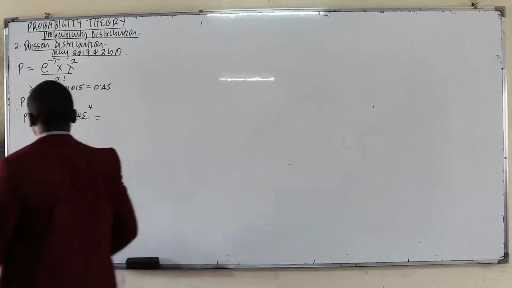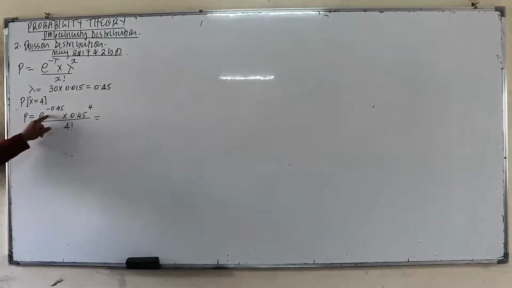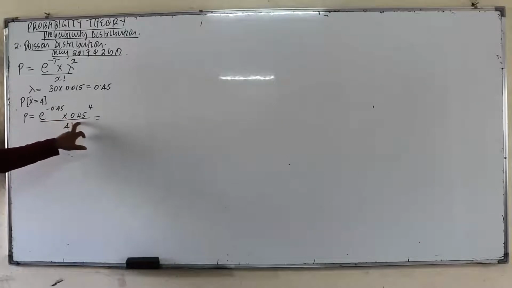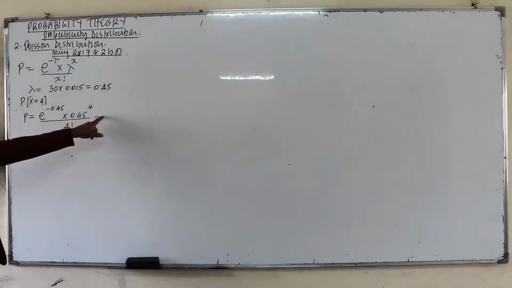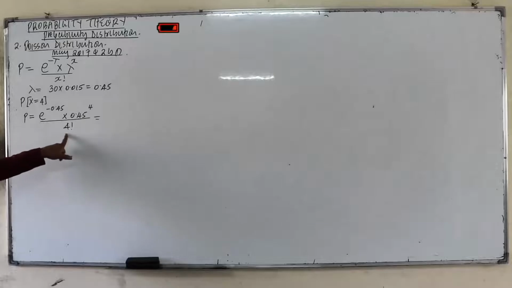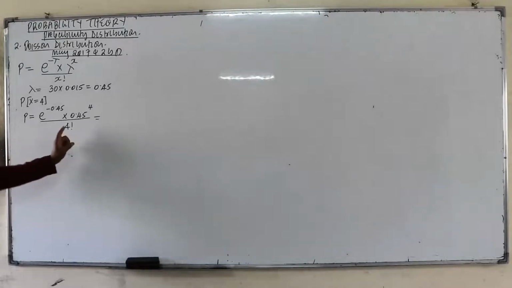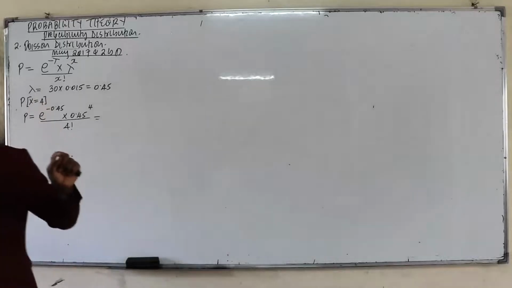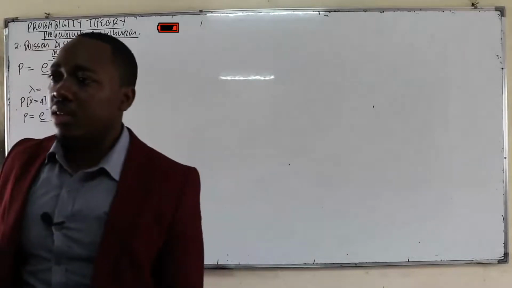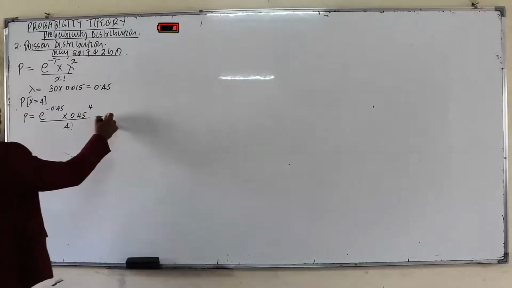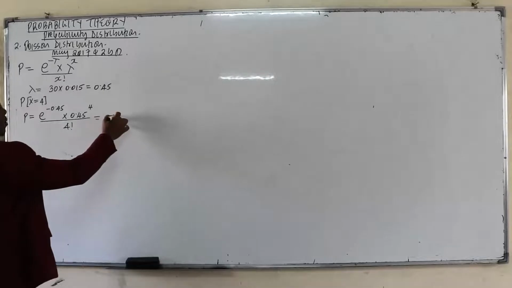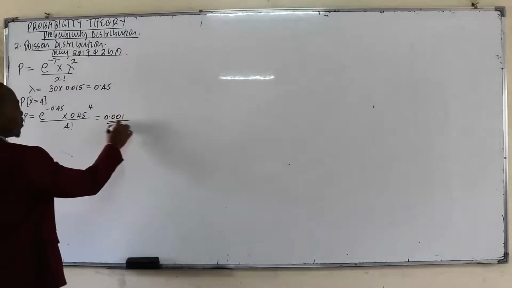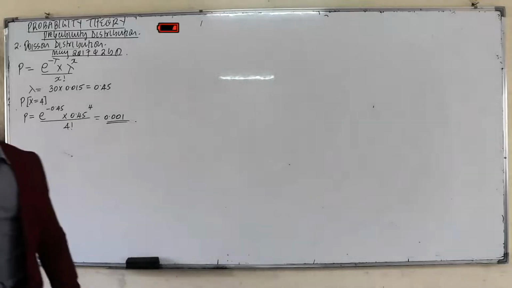In this case, take e, shift natural log, then negative 0.45, equals, times 0.45 raised to power 4, divided by 4 factorial. To get 4 factorial, you press 4, shift, and the button below shift. That's how you get factorial. What do you get? Yeah, 0.001.